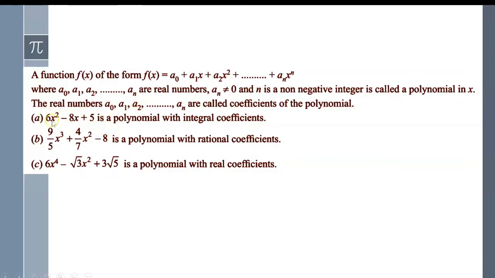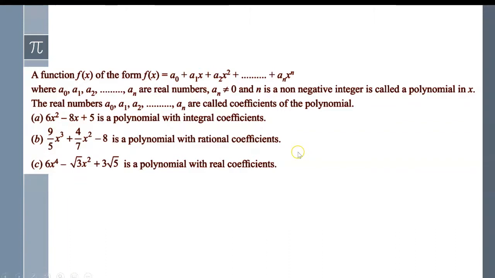So for example, 6x squared minus 8x plus 5 is a polynomial with integral coefficients. Means the coefficients are integers like 6, minus 8 and 5, right? 5 is x to the power 0, this is x to the power 1, this is x squared. So this is a polynomial because all the powers of x are from 0 upward, they are not negative numbers, and the coefficients 6, minus 8 and 5 are real numbers.